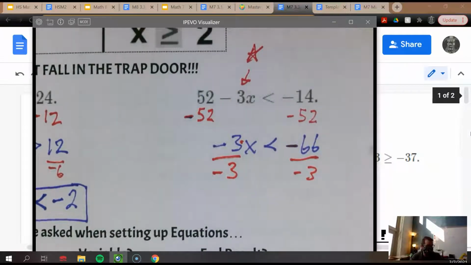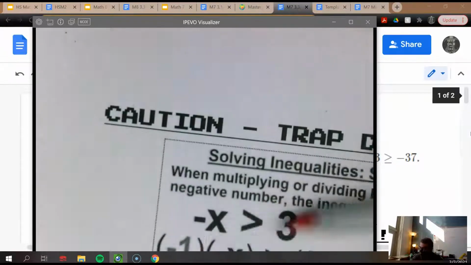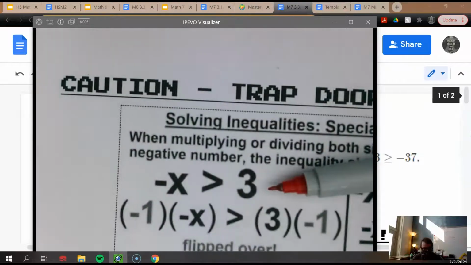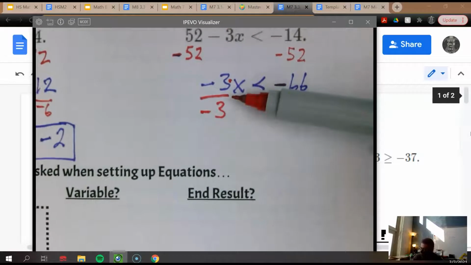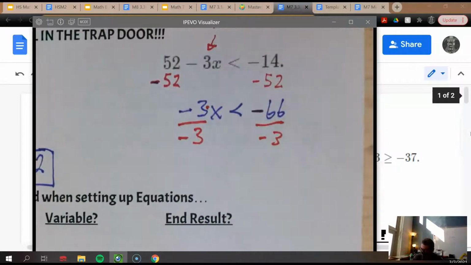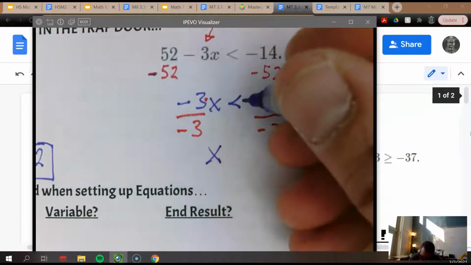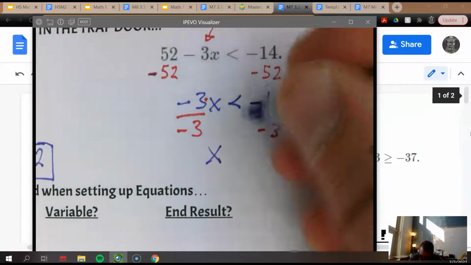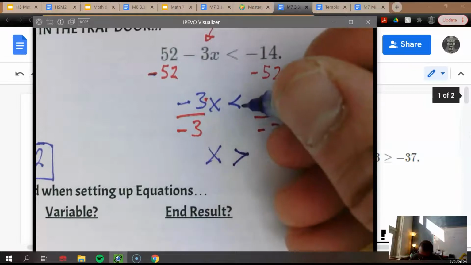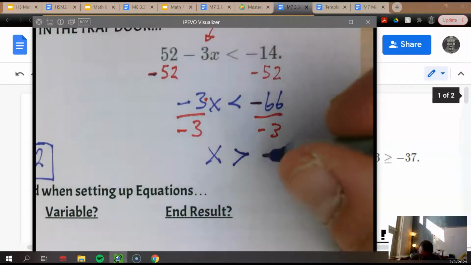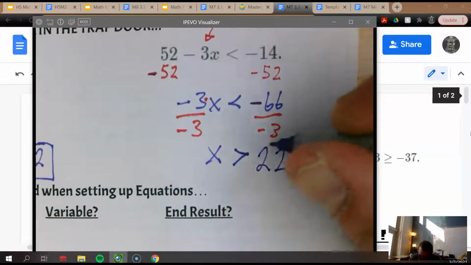That's wrong, first off. But when we think about the special rule, we're thinking about negative numbers. You don't want to say minus. We're dividing by -3. So that gives us just x, but the trapdoor just happened. That special rule flips the inequality around, and then we get 22.